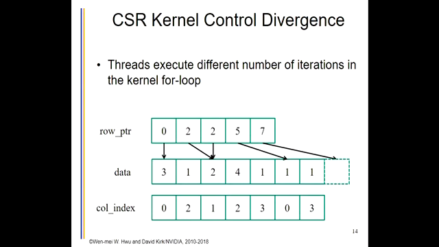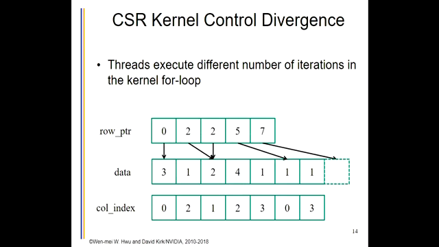But as simple as it is, conceptually and coding-wise, CSR kernels have two very, very bad characteristics in terms of performance. The first one is control divergence. Basically, the threads can execute a very different number of iterations. It depends on the number of non-zero elements in each row. Whichever row you are assigned to, the number of non-zero elements in that row determines the number of iterations you go through in that for loop, right?